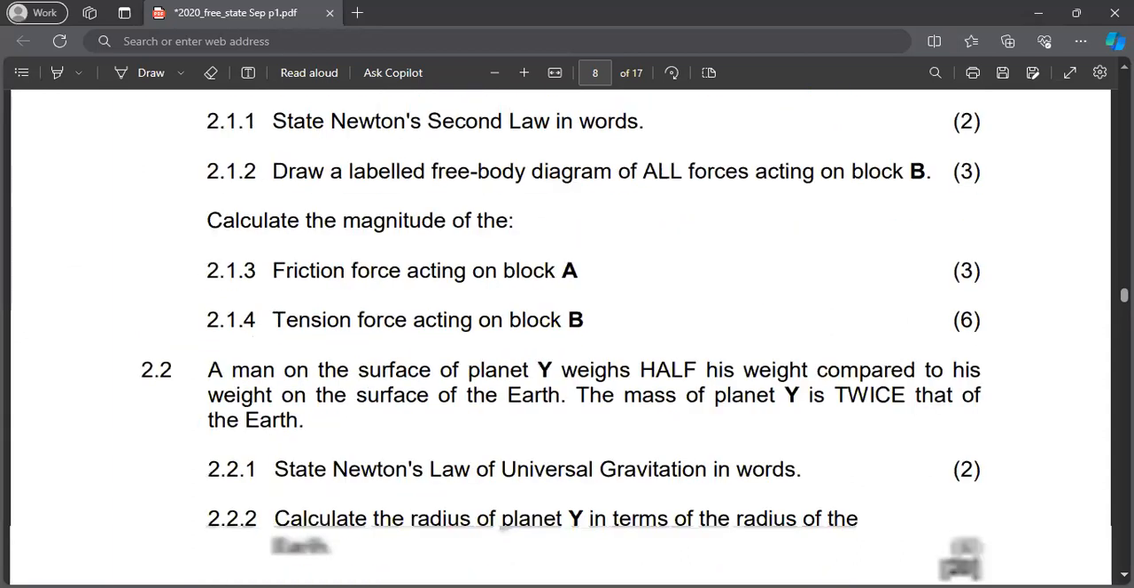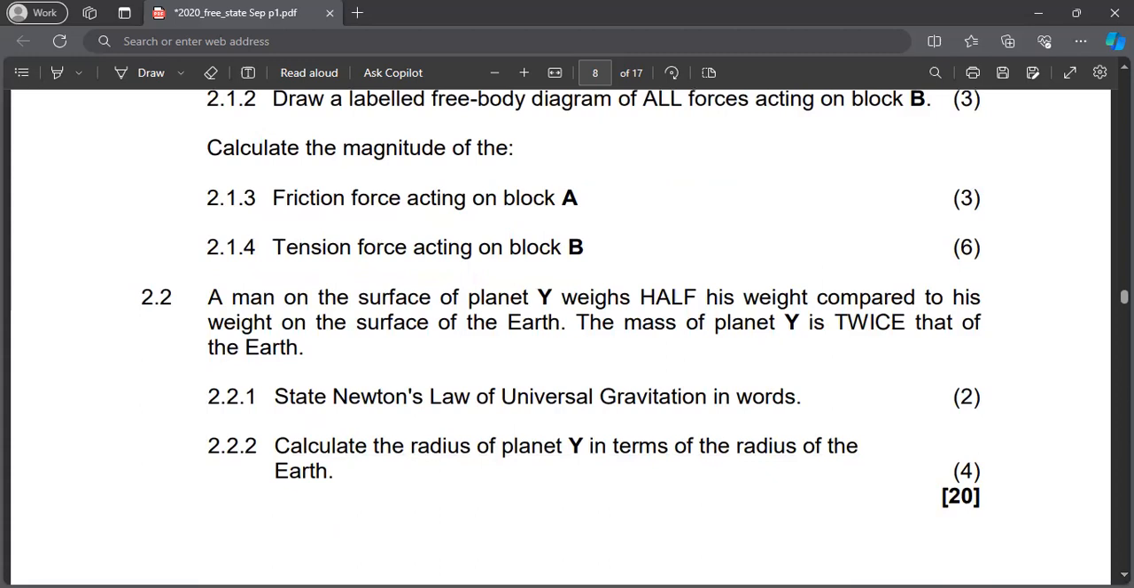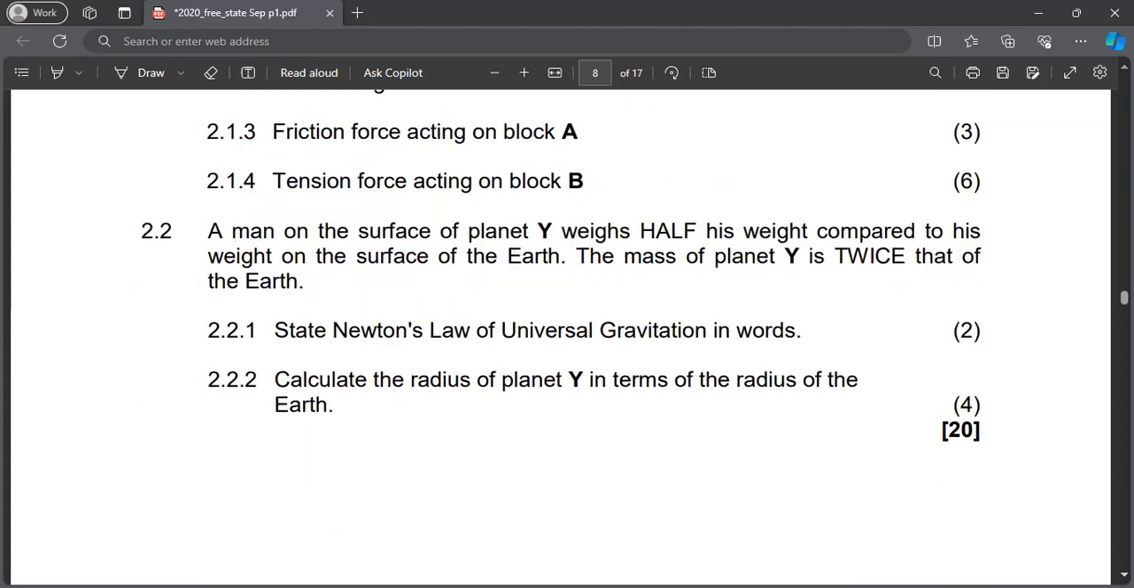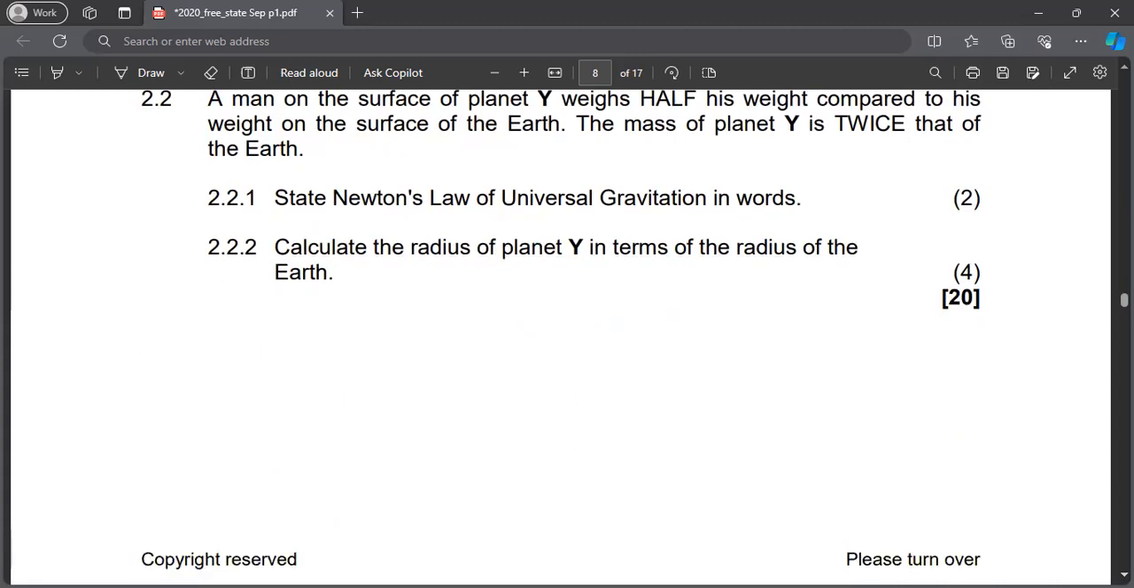So we are actually done with Newton's second law of motion. So it's time to talk about the universal law of gravitation. Let's see. They say a man on the surface of planet Y weighs half his weight compared to his weight on the surface of the Earth. The mass of planet Y is twice as much as the mass of Earth.